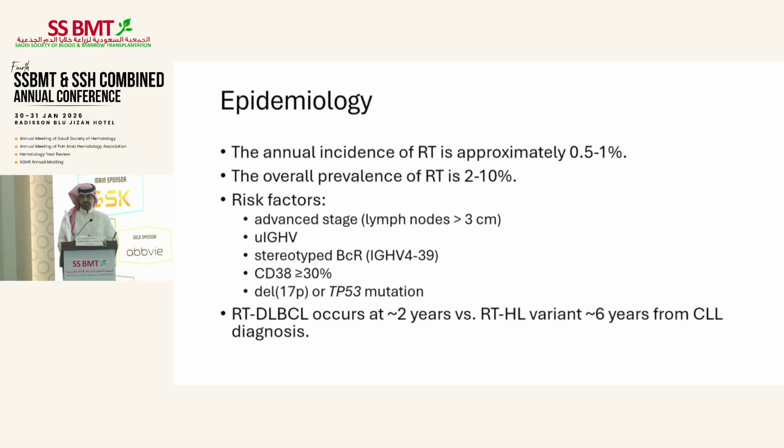Overall, regardless of what they've been exposed to, because the initial notion was that exposure to certain therapy may hasten the transformation, this has been proven wrong in the recent literature. So you're talking about an average time from diagnosis to disease of around 2 years for the large B-cell lymphoma variant, and around 6 years for the Hodgkin lymphoma variant.